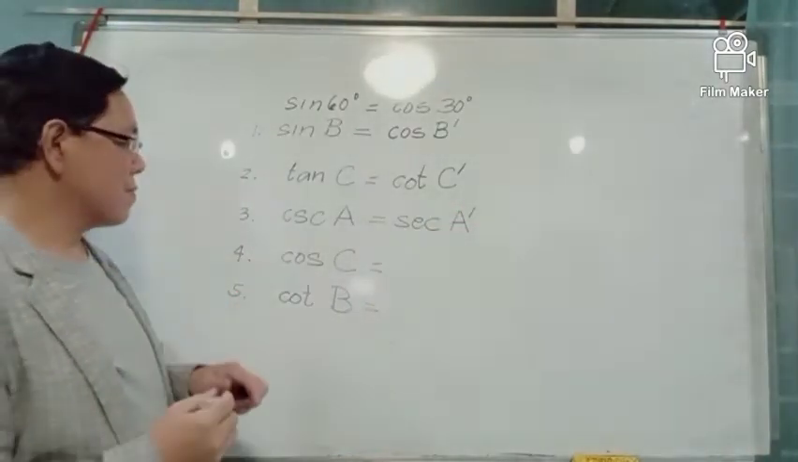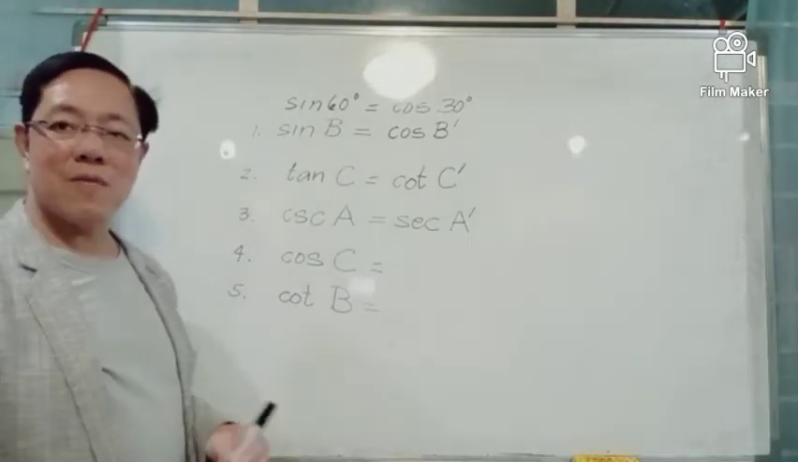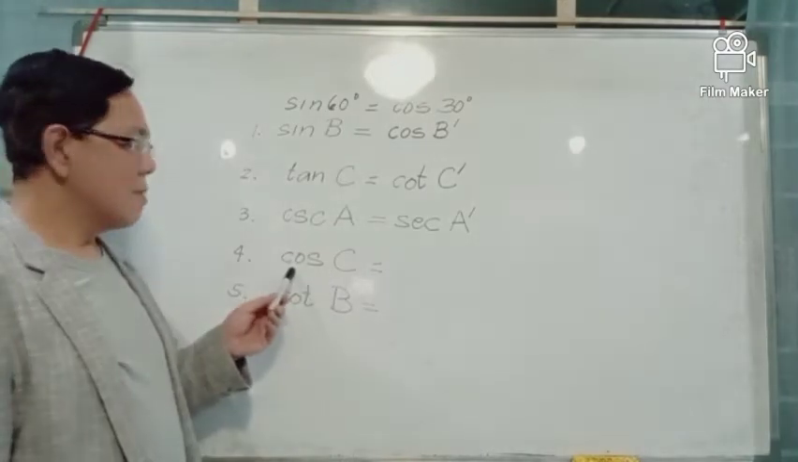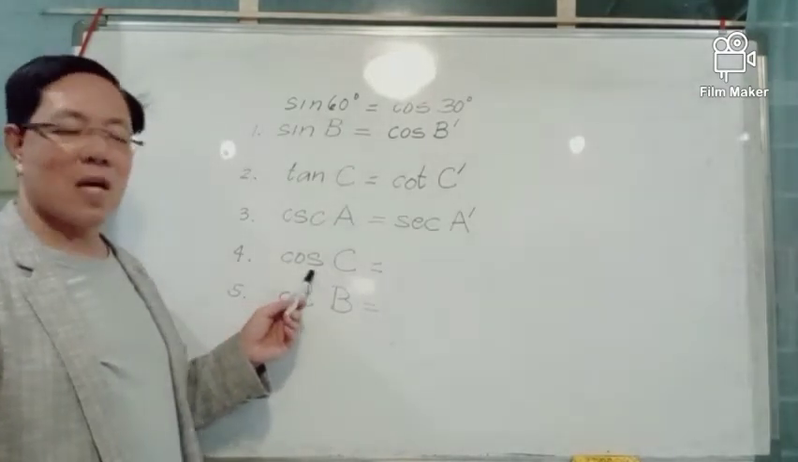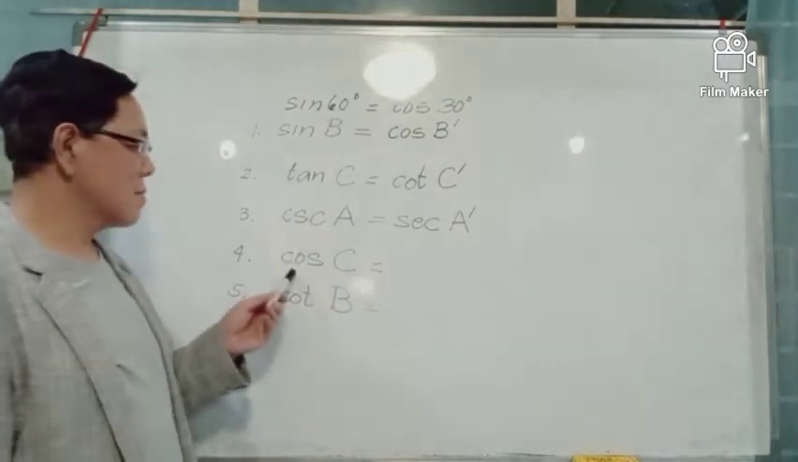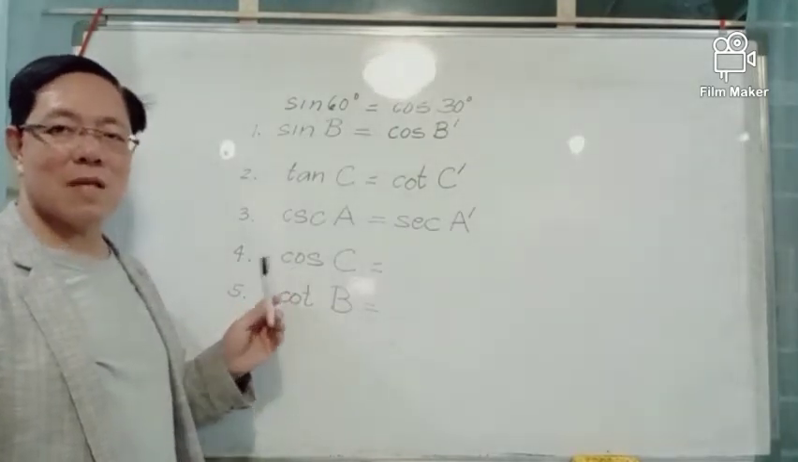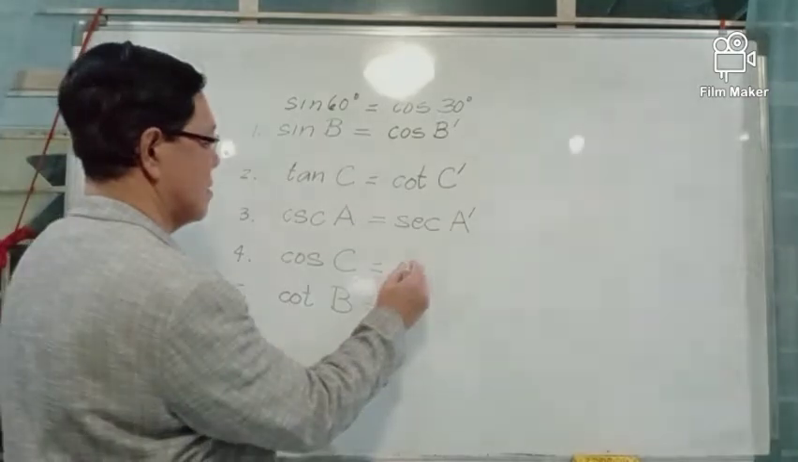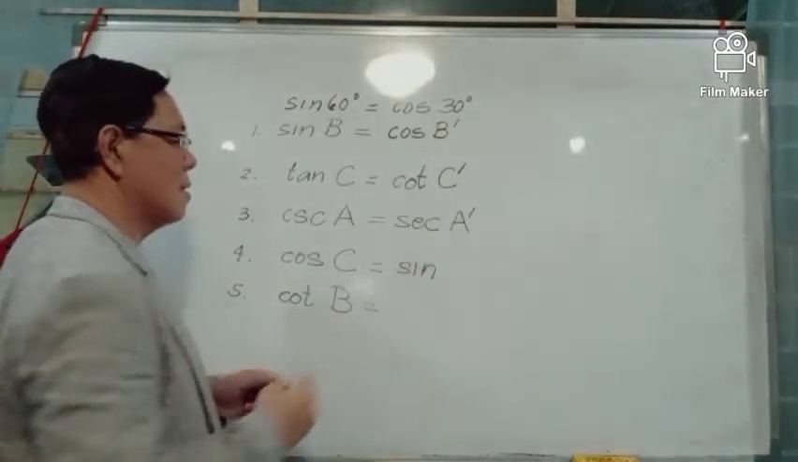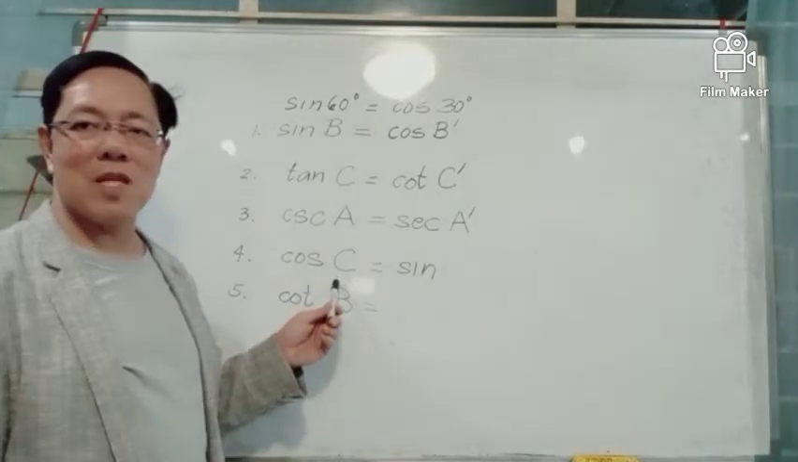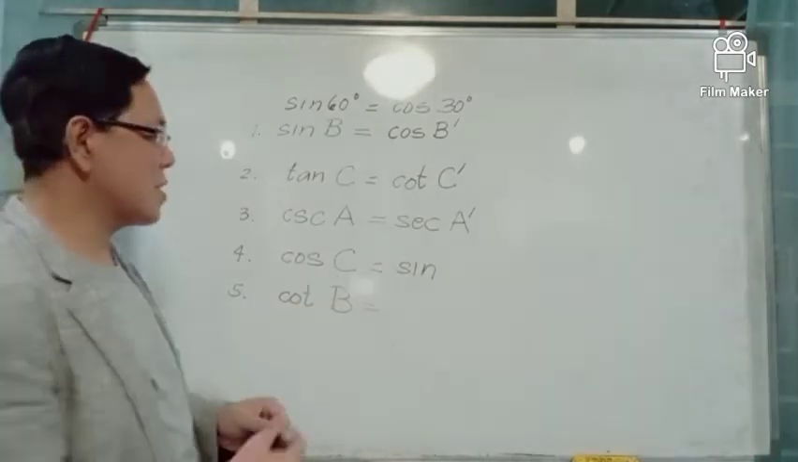Example 4. What trigonometric function is equal to cosine of C? By complement angle theorem, cosine of C equals the cofunction of cosine, which is sine, of the complement of C. The complement of C is denoted by C prime.